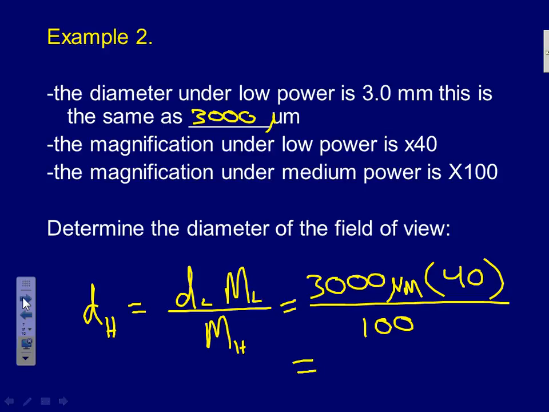How wide is that medium power thing going to be? Did you calculate it out? 1,200? 1,200 micrometers. Okay? Take the diameter of the low, multiply it by the power of the low, divide it by the power of the high. So that's how we determine how big it is.